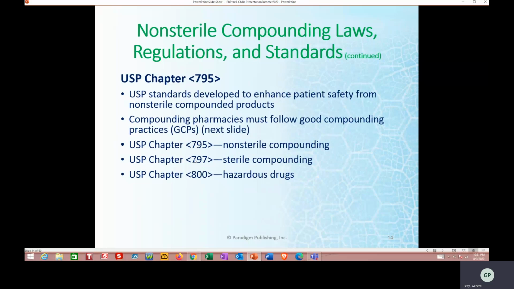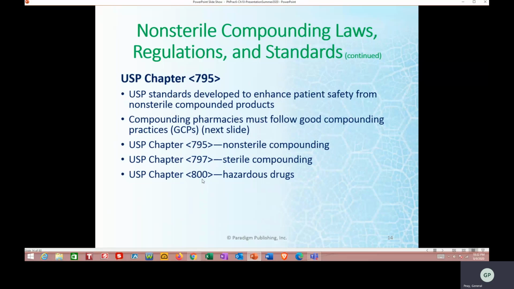Chapter 797 in the United States Pharmacopoeia focuses on sterile compounding. So if you wanted to know all the information, the rules, the regulations, and guidelines for sterile compounding, you would refer to chapter 797 because it's sterile, not 795. 795 would be non-sterile. And then there's one more, chapter 800 in the USP.